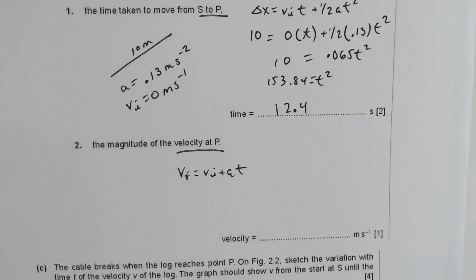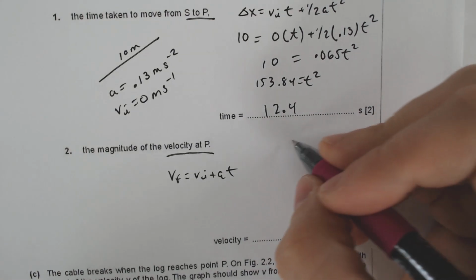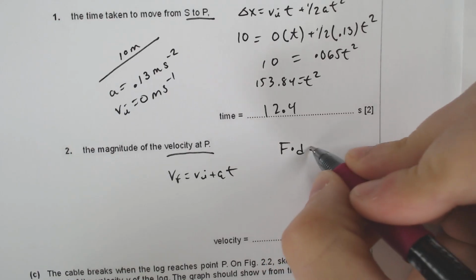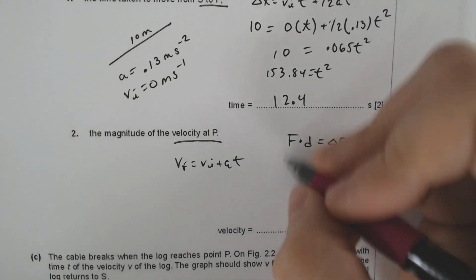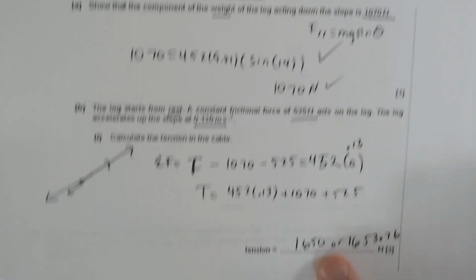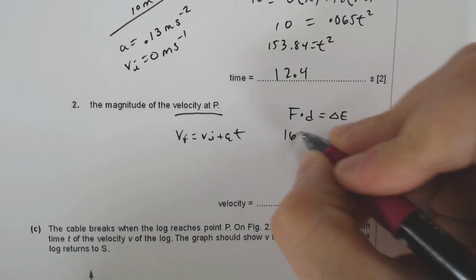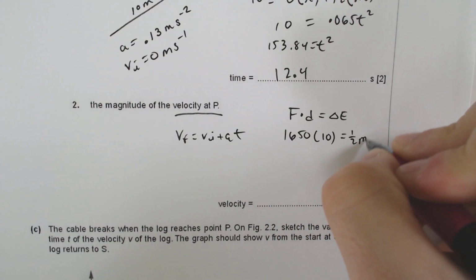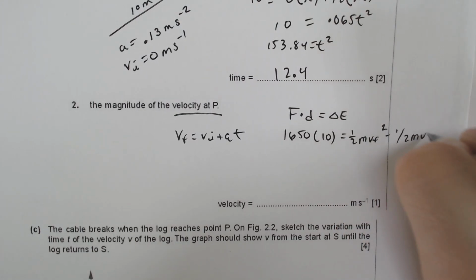You could even do the sum of all forces is equal to mv final minus mv initial, which I'm kind of wanting to do. Force times distance is equal to change in energy. That's one option. Then that would be your force, which we found from the previous problem, the force of tension, the 1650, times the distance of 10 would equal 1/2 mv final squared minus 1/2 mv initial squared.